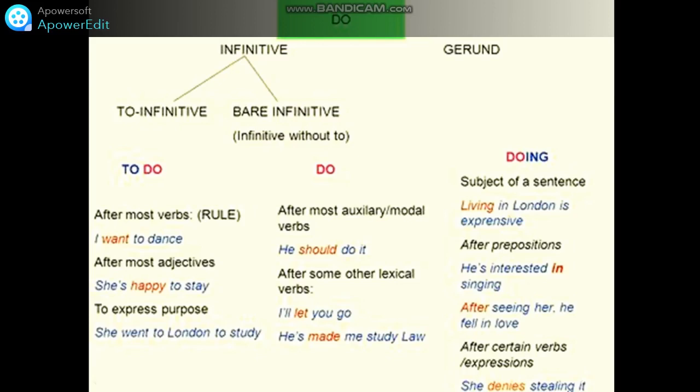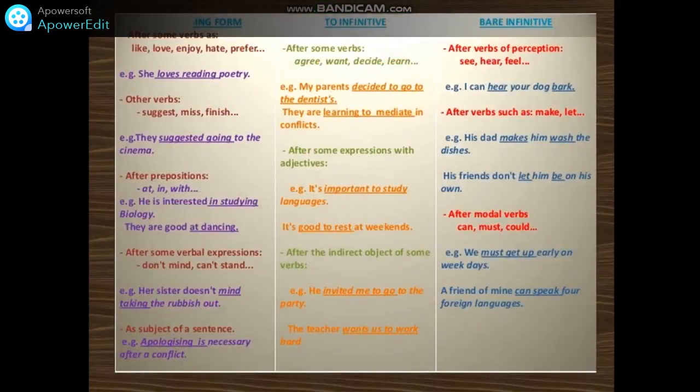Let's see other examples. Please copy this in your lesson copybook. Now, again, another form of presentation. Now the ing form is used after some verbs like, love, enjoy, hate, prefer, etc. So you say, I like doing something, or I like to do something. I love doing something, or I love to do something. So here you can use both. Enjoy doing, hate doing, prefer doing. Example: she loves reading poetry.